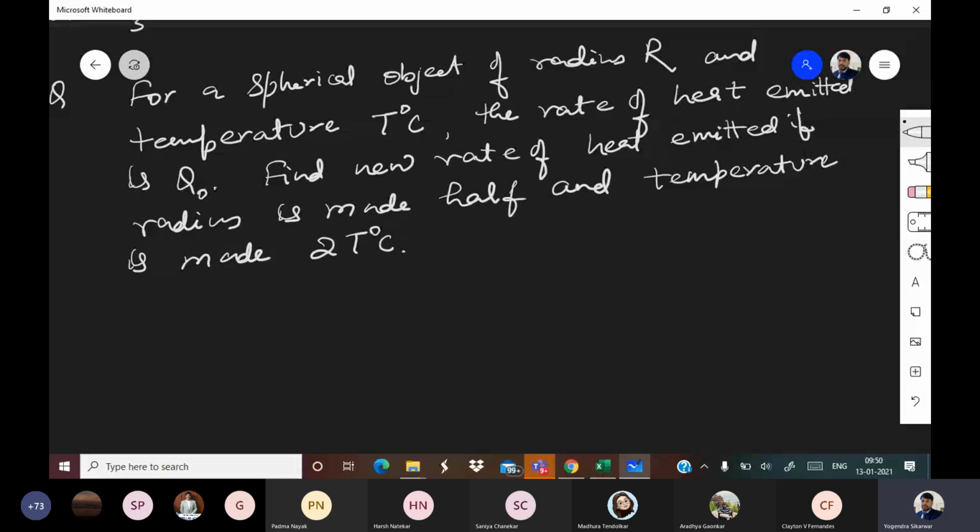Okay, everyone. Let me solve this and tell you what mistake you are making. For a spherical object of radius r and temperature T degrees Celsius, the rate of heat emitted is Q naught. So Q naught is basically E sigma A, where A is 4 pi r square, into (T plus 273) to the power 4.